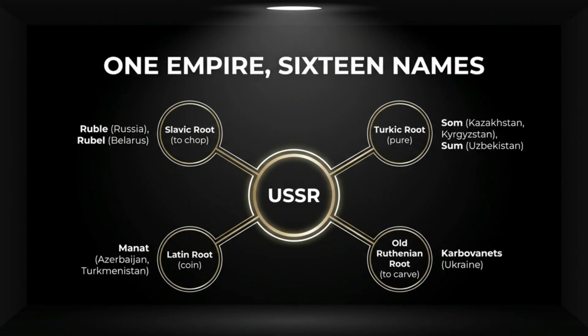Across the USSR, the currency had various names reflecting different linguistic roots. These included ruble, rubel, manat, som, sum, and karbovanets, highlighting the diversity of the empire.